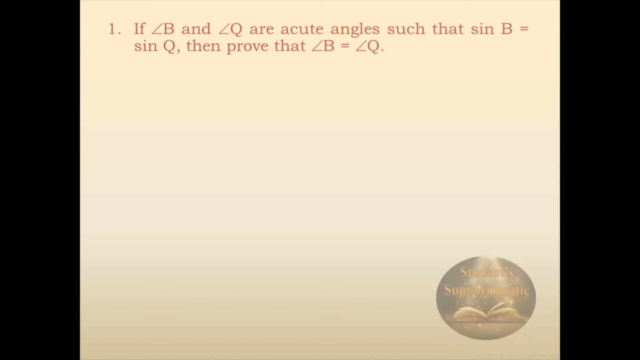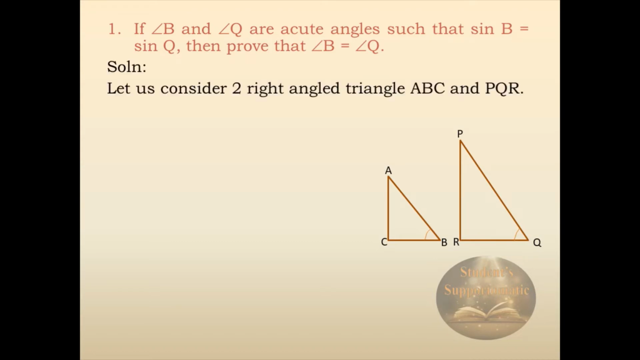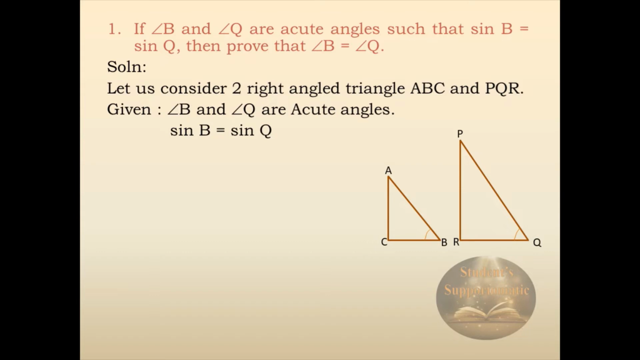So here, given two angles, angle B and angle Q. These angles are from two different triangles, triangle ABC and triangle PQR. In that it is given angle B and angle Q are acute angles such that sine B is equal to sine Q. Then what we have to prove is angle B is equal to angle Q. First we consider two triangles, triangle ABC and triangle PQR.